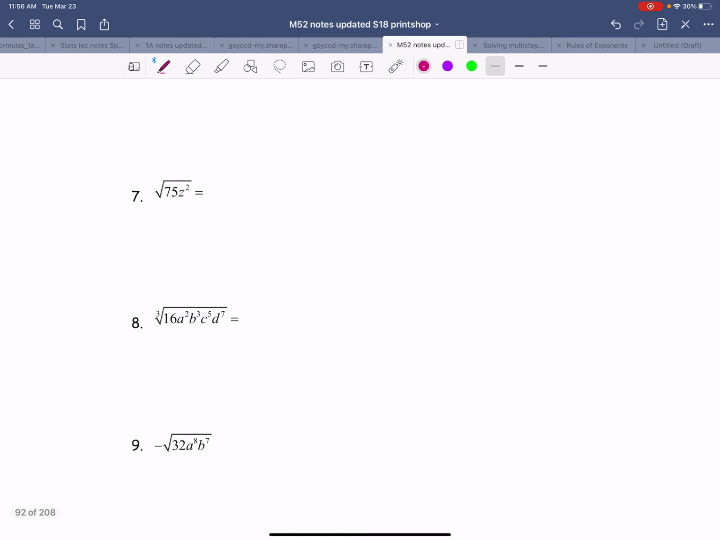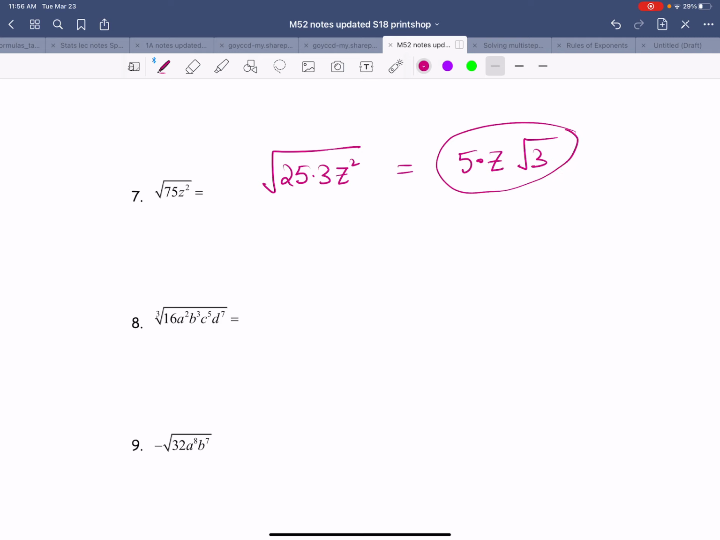Okay, next we have square root of 75 z to the 2nd power. Now you can either do prime factorization, or you can say, well, I know 25 times 3 is 75, and 25 is a perfect square, so you can break it this way. We can say this is going to be square root of 25. I can pull that out, which is going to be 5. And I have 2 z's inside. 1 z comes out, and square root of 3 in there. 5z root 3. So 5z root 3 is the simplified form of this radical.